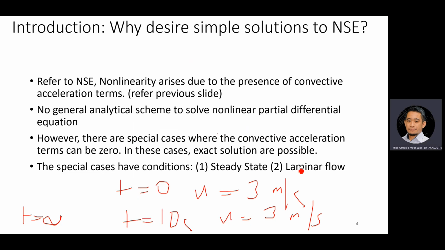Also, laminar flow. By now you should know what laminar flow is. We have turbulent flow, we have transition flow. Laminar flow is a relatively small range of velocities.